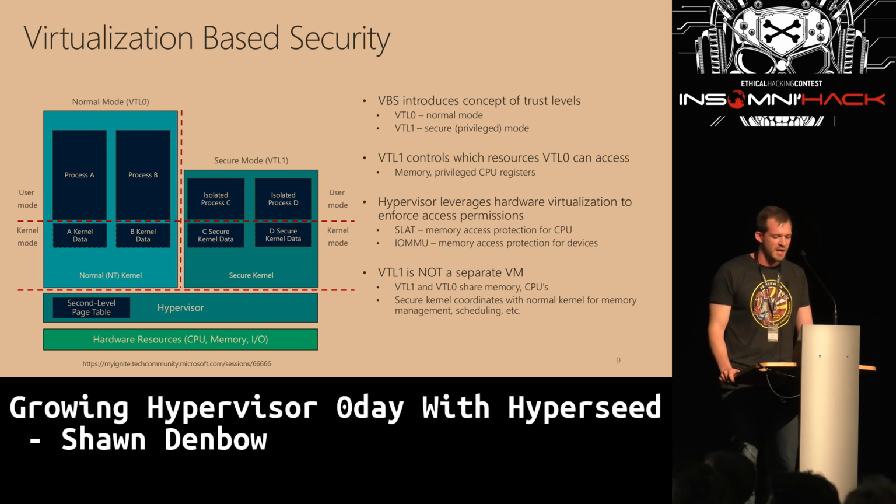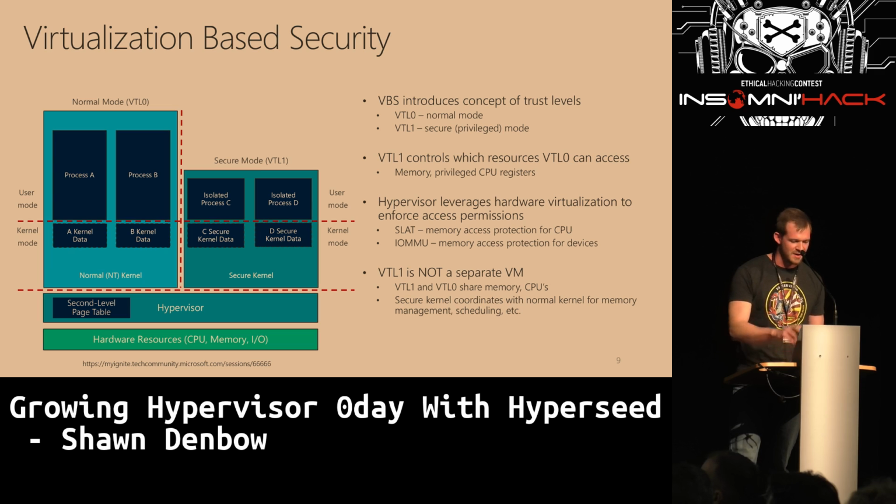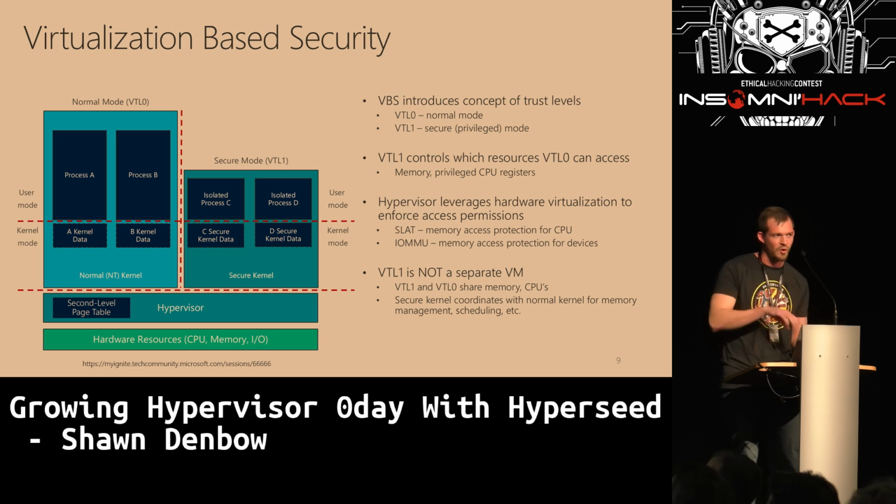In VSM today, we currently only support 2 trust levels: VTL 0 and VTL 1. VTL 0 is what's called normal mode, and this contains the normal NT kernel, which is what the user interacts with. VTL 1 is the secure mode. Here we have this concept of a secure kernel, which provides very minimal functionality to these isolated processes, which are really just programs that are walled off and contain some secrets.